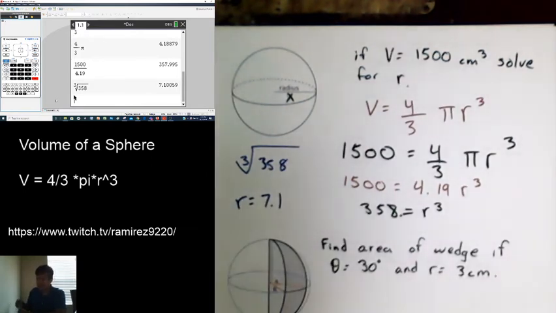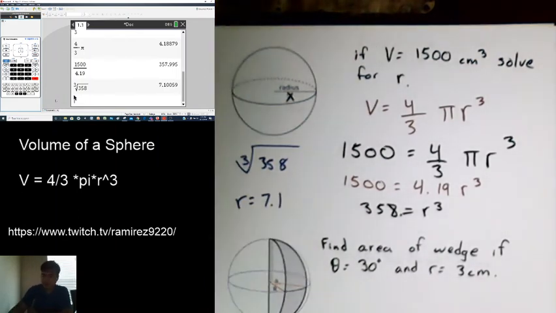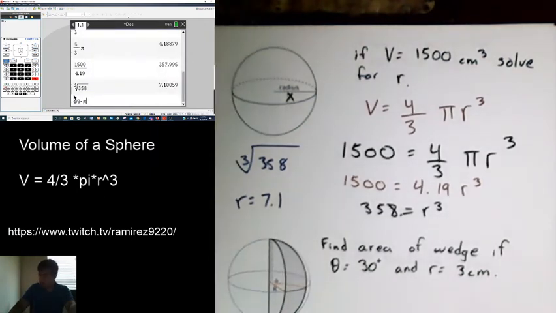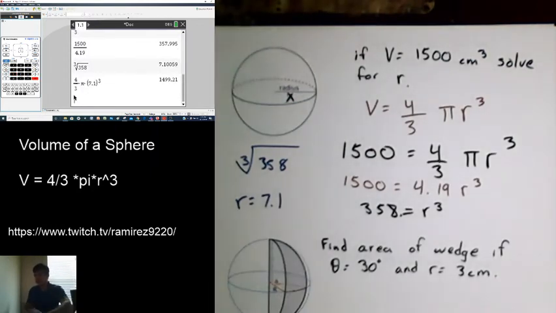And again, if you want to check your work, you can by plugging in the numbers. So let's try this out. 4 over 3 times pi times 7.1 raised to the third power, and look at that. My answer is very, very close to this 1500.